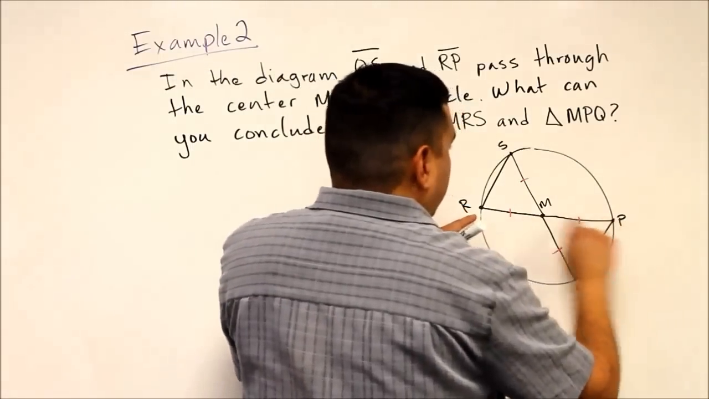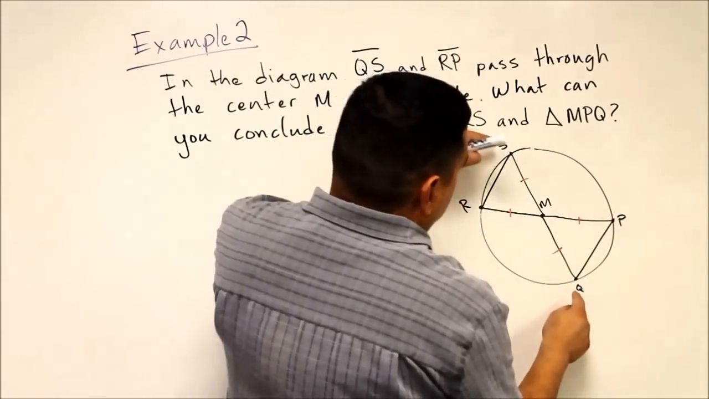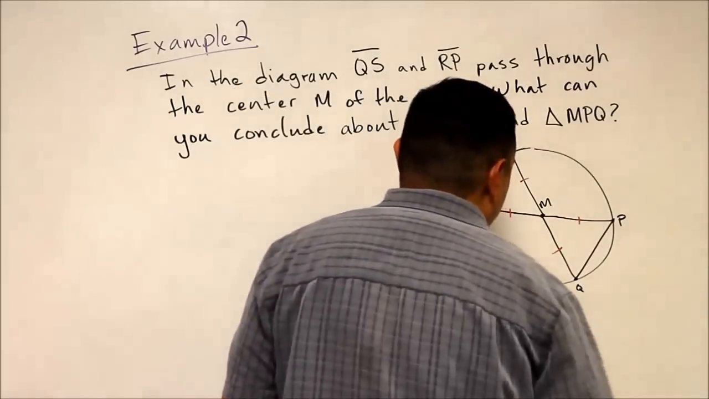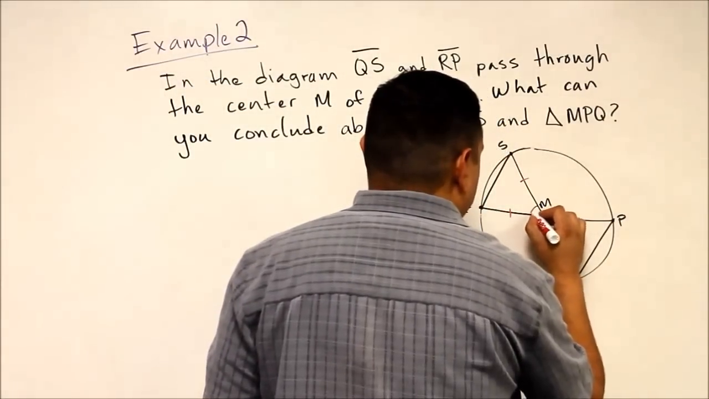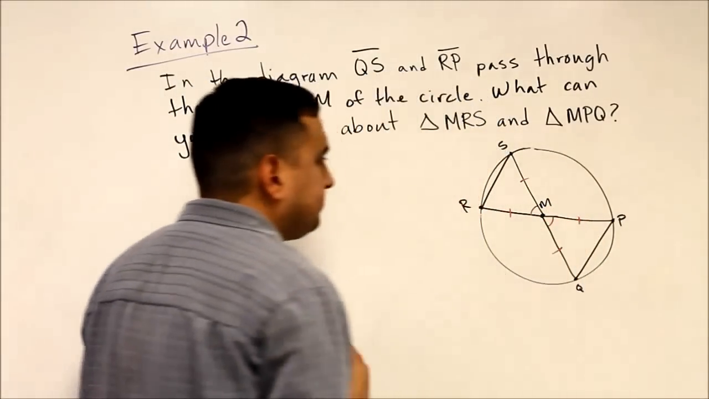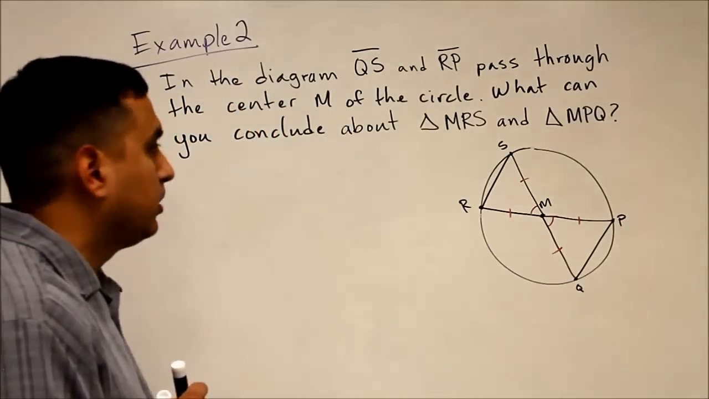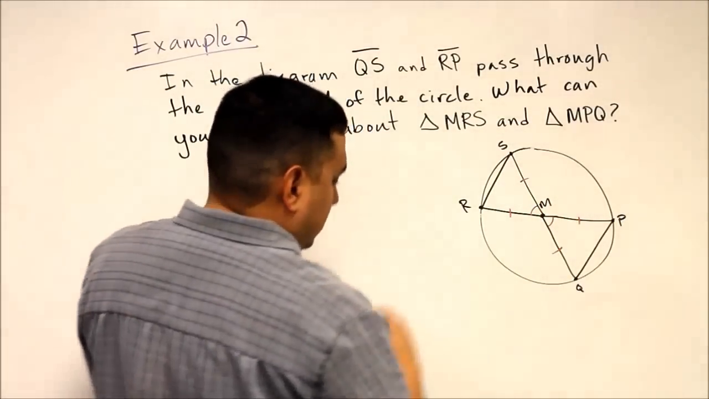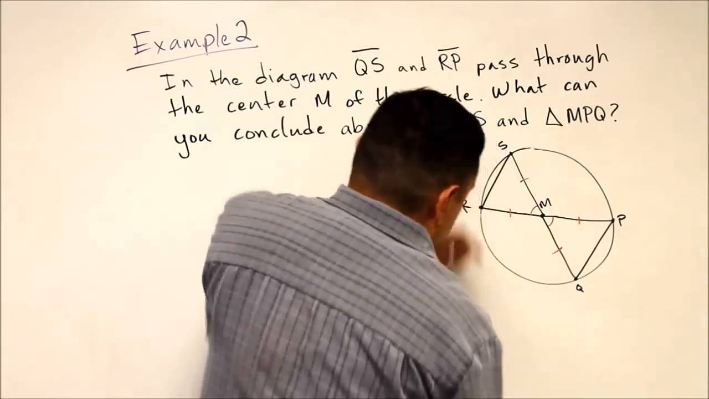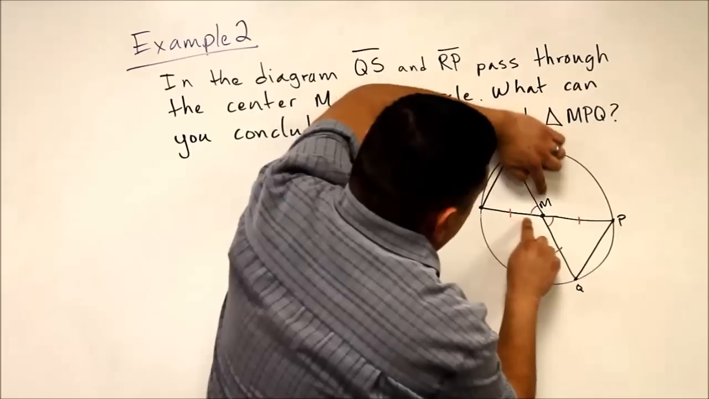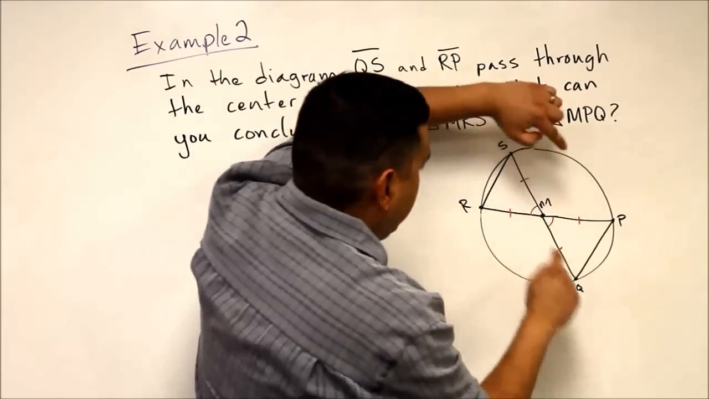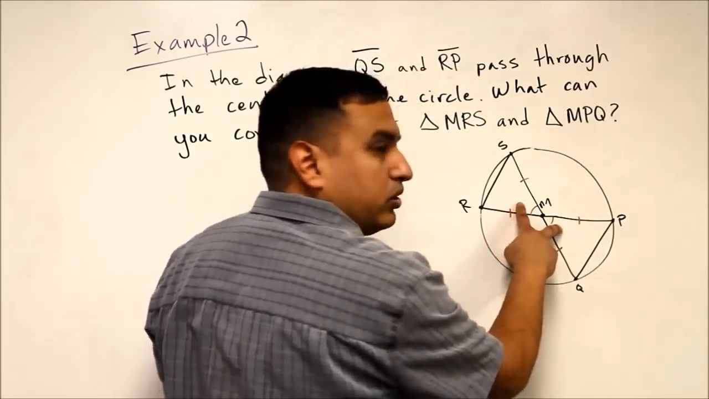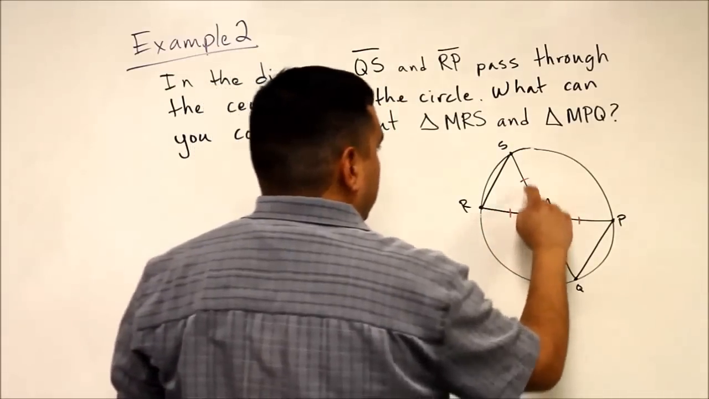Because this line segment RP and this line segment QS intersect, remember that I have vertical angles here. So that means this angle is congruent to that angle. Which then means that I have my side angle side. Because this side touches this angle M, and Q and P intersect at M, these two are my included angles. So that's side angle side.